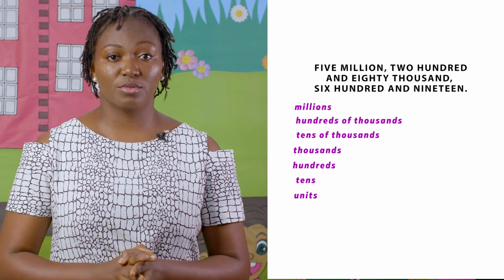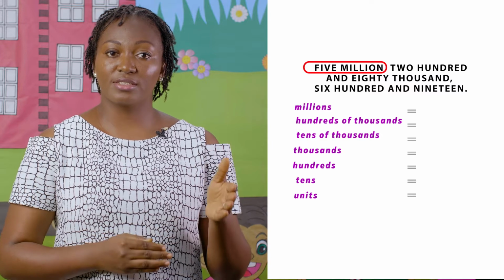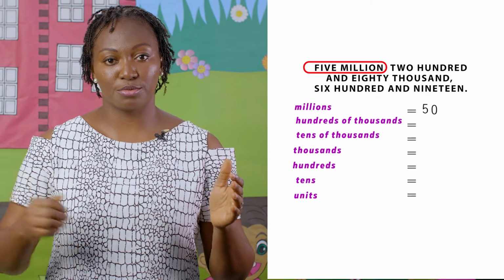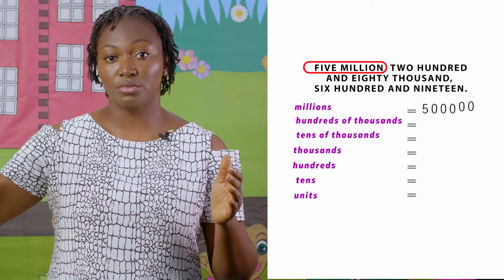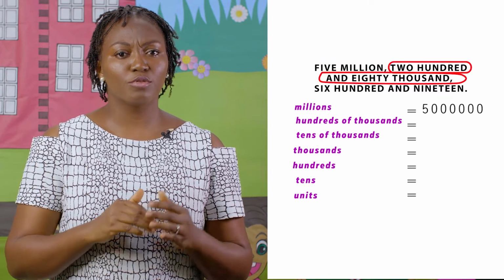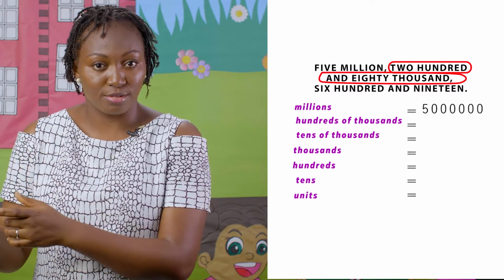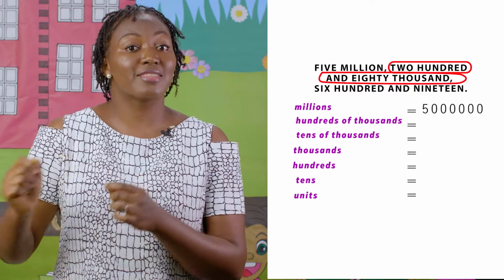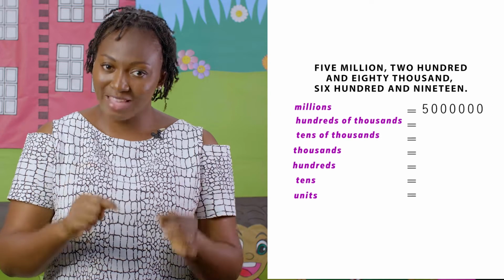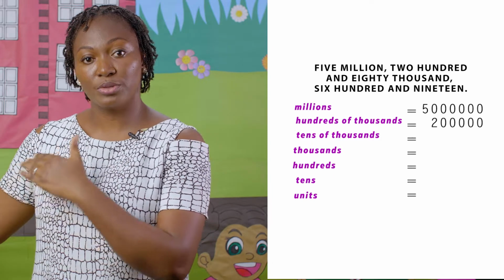Starting with 5, we have 5 million, which tells you that the 5 should be placed under the million. You write your 5 and you fill out with zeros. 0, 0, 0, 0, 0, 0. After 5 million, you have 280,000. 200,000. That tells you it's under the hundreds of thousands position. So you put your 2 right there and fill up with zeros.